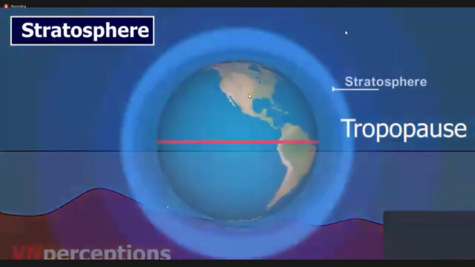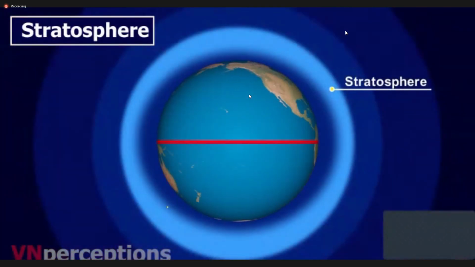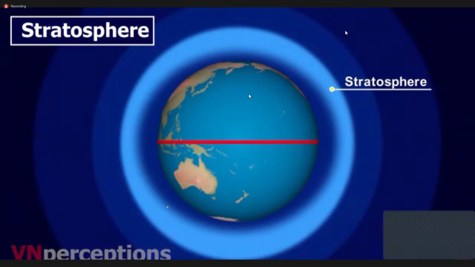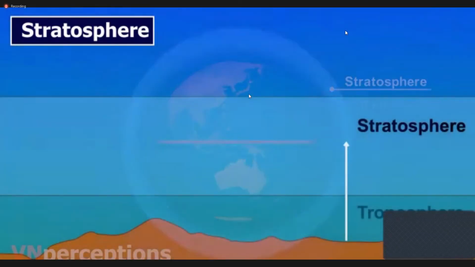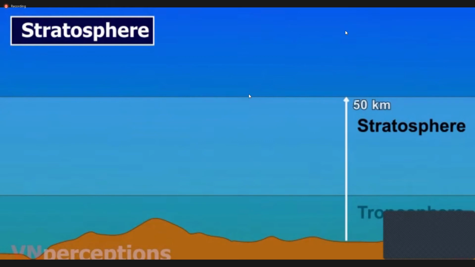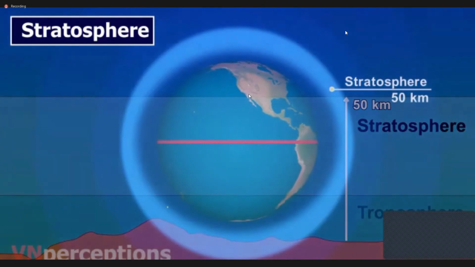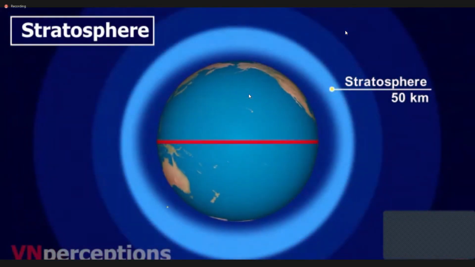Then comes the stratosphere. The stratosphere is found above the tropopause and extends up to a height of 50 kilometers. The bottom of the stratosphere is around 10 kilometers above the ground at mid-latitude. The top of the stratosphere occurs at an altitude of 50 kilometers.